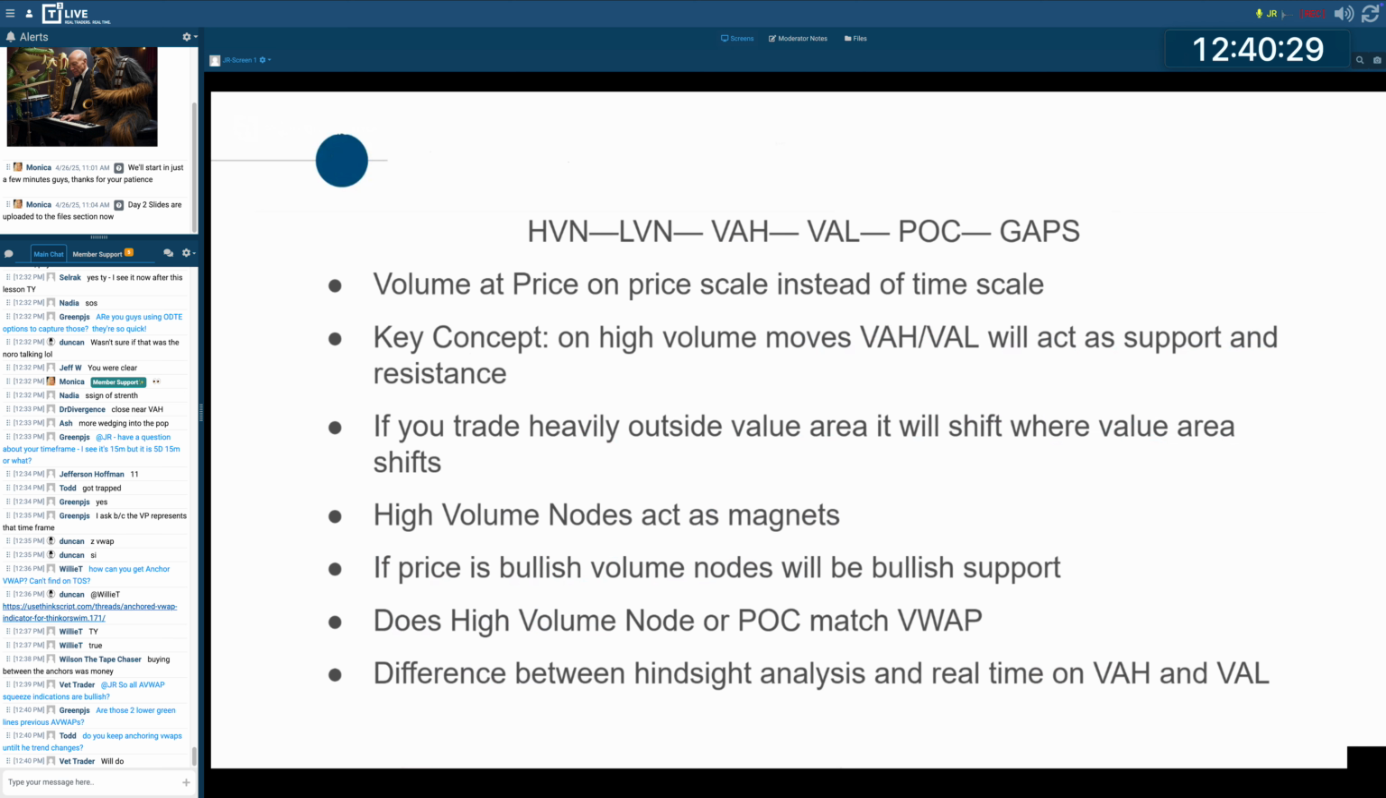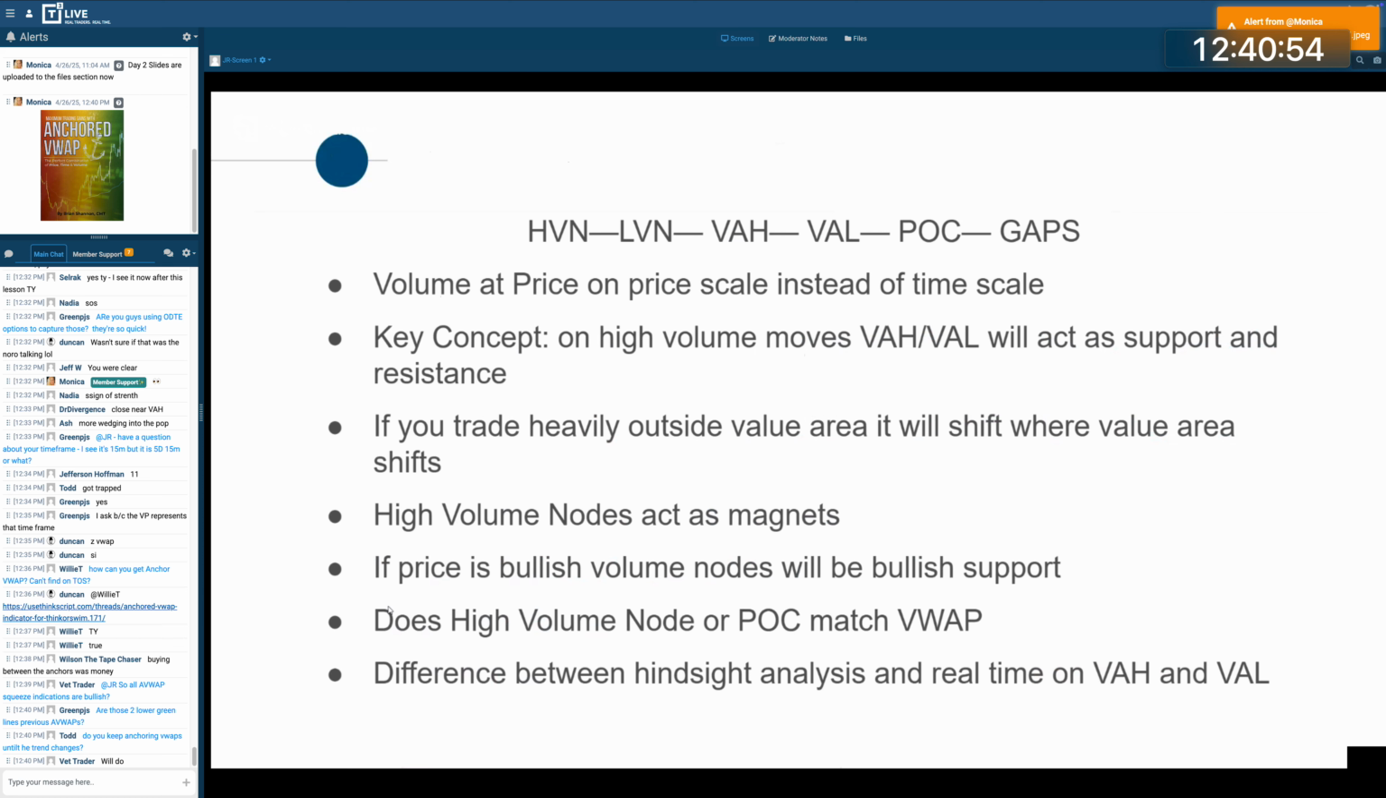Just some key concepts to wrap up here before we get into the volume profile. Volume at price, on a price scale instead of a time scale. Key concept on high volume moves: value area high and value area low will act as support and resistance. If you trade heavily outside the value area, it will shift where the value area is. High volume nodes act as magnets. If price is bullish, volume nodes will be bullish support, and vice versa.